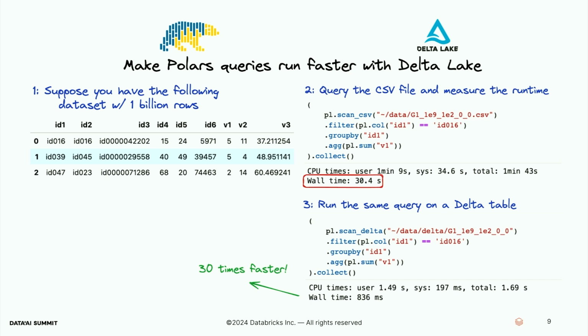So this is a pretty straightforward query. What we're doing is we're running a filtering operation and then running a group by sum aggregation. And when this data is stored in a CSV file, it takes 30.4 seconds to execute.